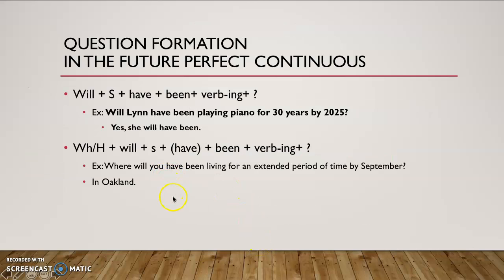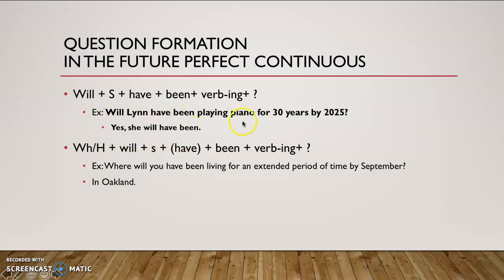All right, to form the yes or no question in the future perfect continuous, we start with the auxiliary will followed with the subject, then have, been, and then verb ing, and then your trusty question mark. For example, will Lynn have been playing piano for 30 years by 2025? Yes, she will have been.